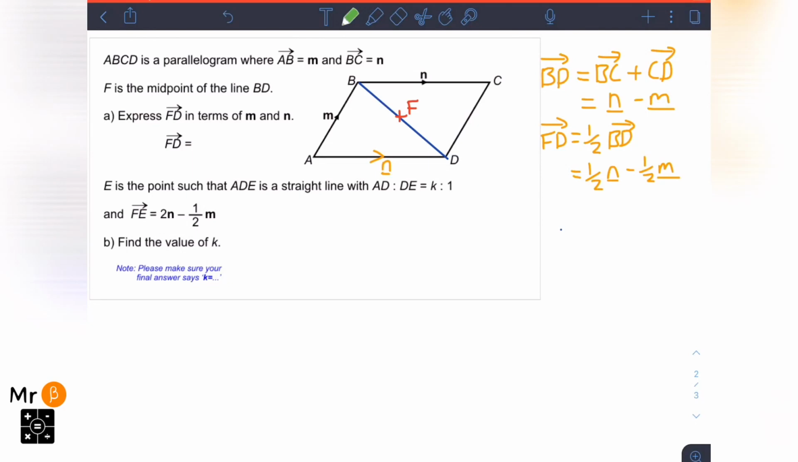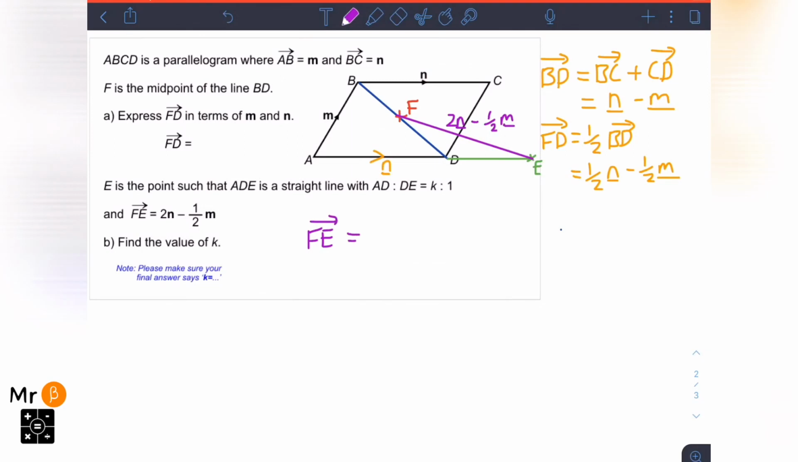So looking at our next question, it tells us that E is the point such that ADE is a straight line with AD to DE in the ratio k to 1. So first of all, I'm going to draw that point on my diagram. So we know it's a straight line and our end point would be E. We don't know what that ratio means yet because it's asked us to work out what the value of k is. However, it's told you another bit of information. It's told you that FE is this vector 2n minus 1/2 m. So again, if we fill in that information there, it tells us that FE is 2n minus 1/2 m.